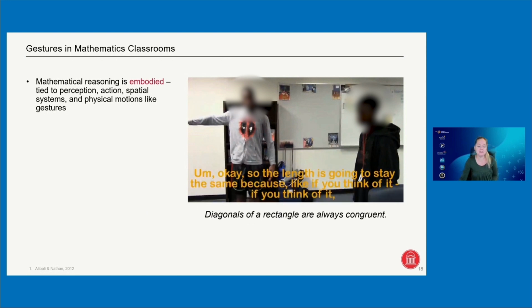This is two students coming up with a justification for the mathematical conjecture, diagonals of a rectangle are always congruent. And I don't want you to focus so much on what is said. I want you to pay attention as you watch this video to the students' gestures as they're coming up with a justification.